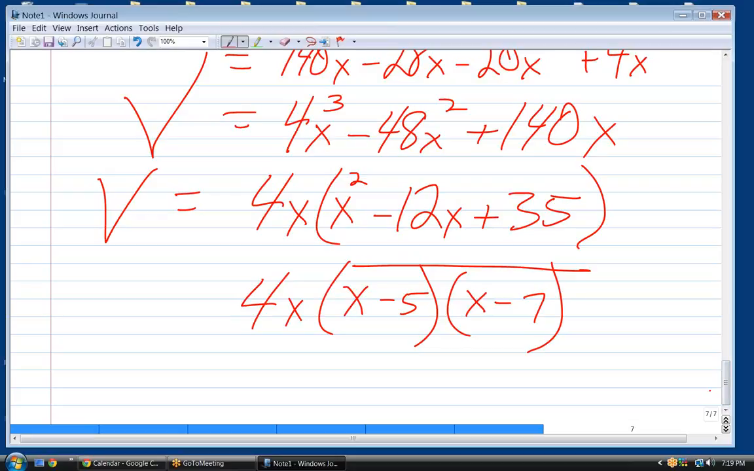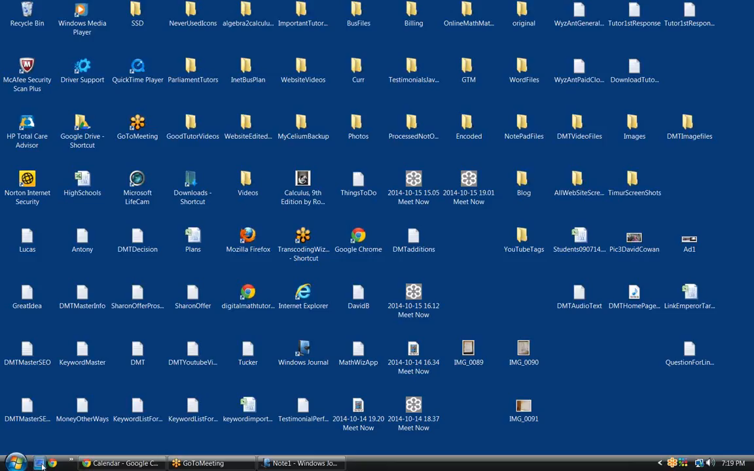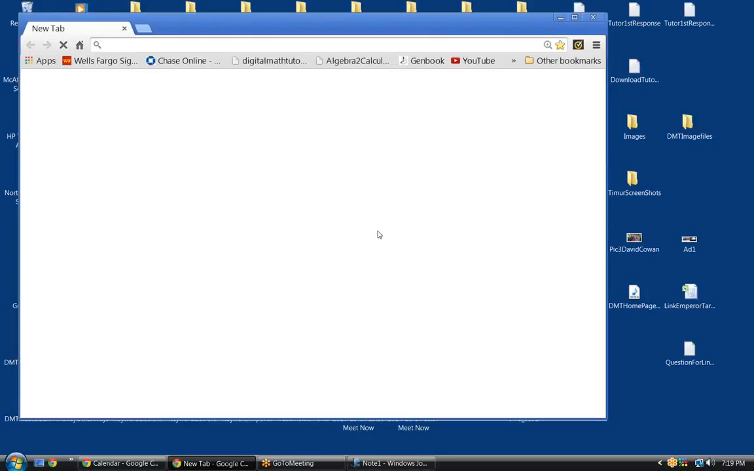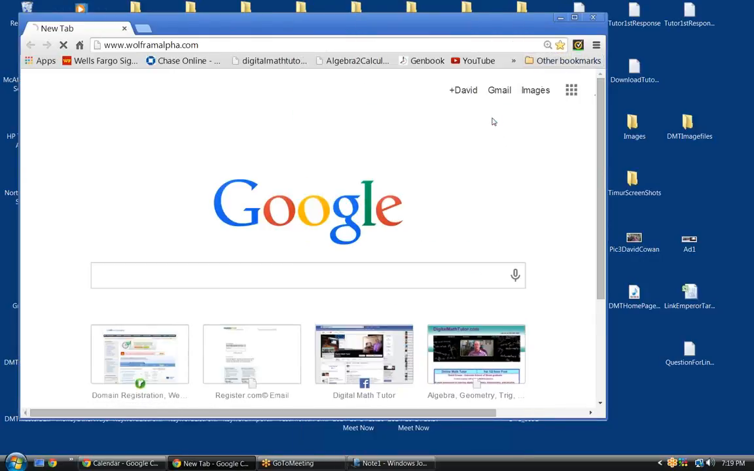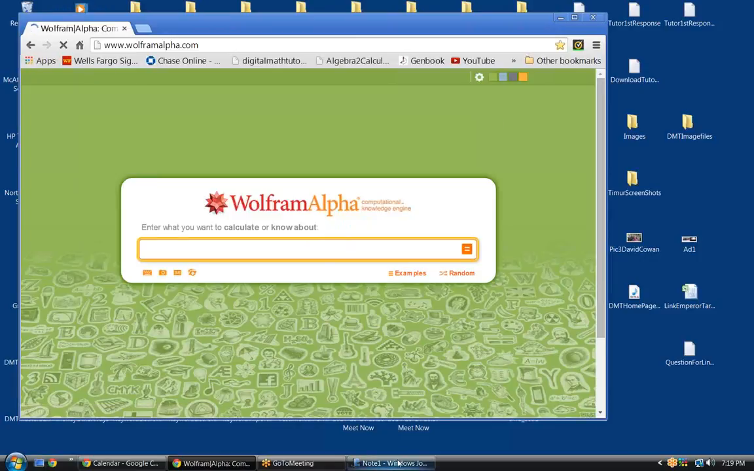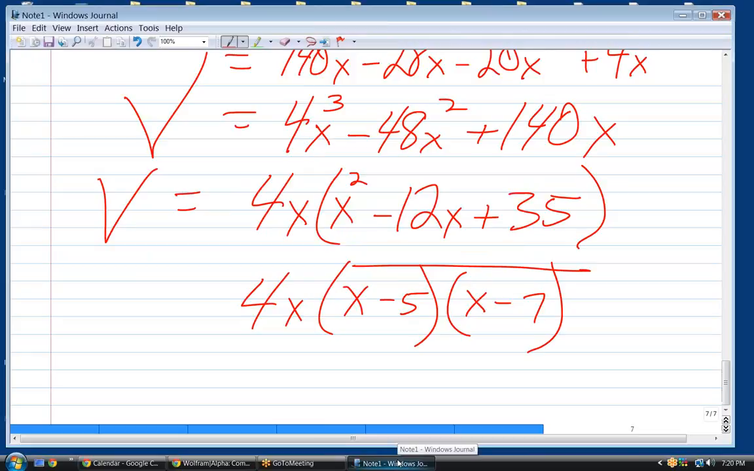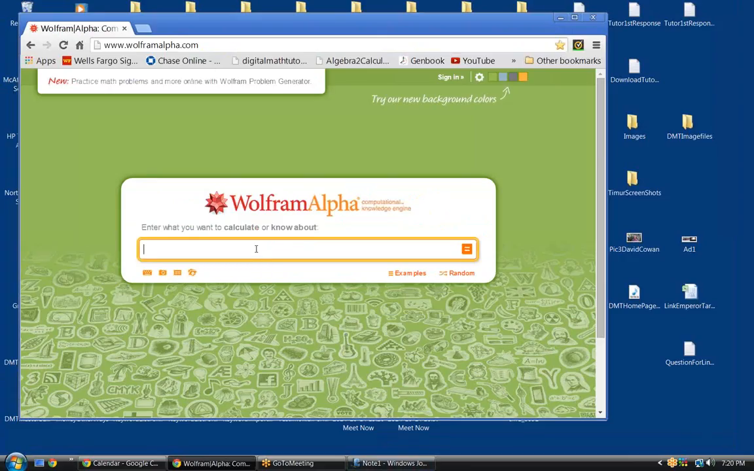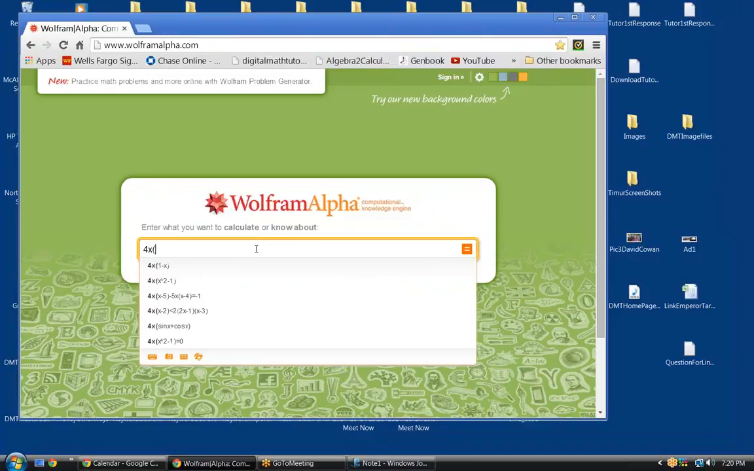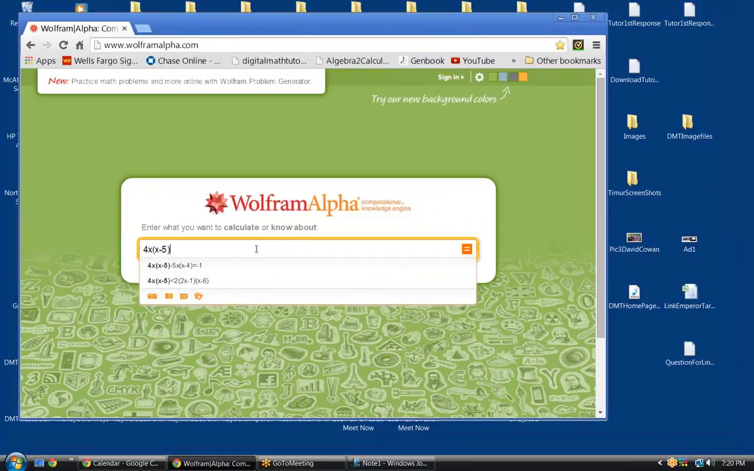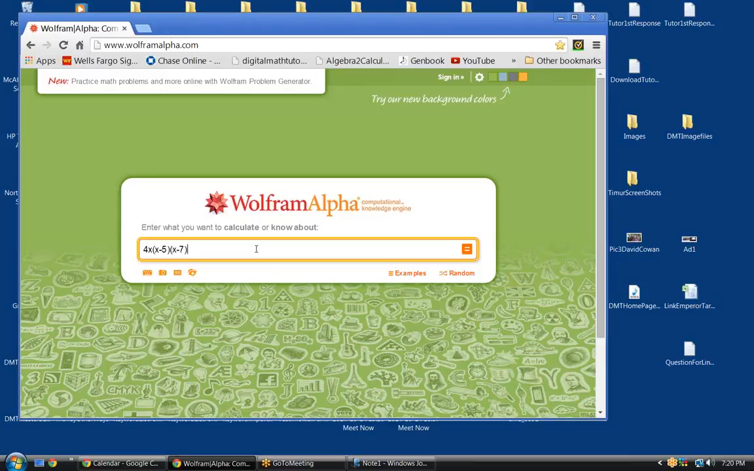So I'm looking at, let me pull up Wolfram Alpha and graph this. Are you allowed to use calculators on these kind of problems? I think, yeah, on this one. 4x times x minus 5 times x minus 7. Let's see what this thing looks like. It's a cubic, so it's going to look kind of like a cubic function.